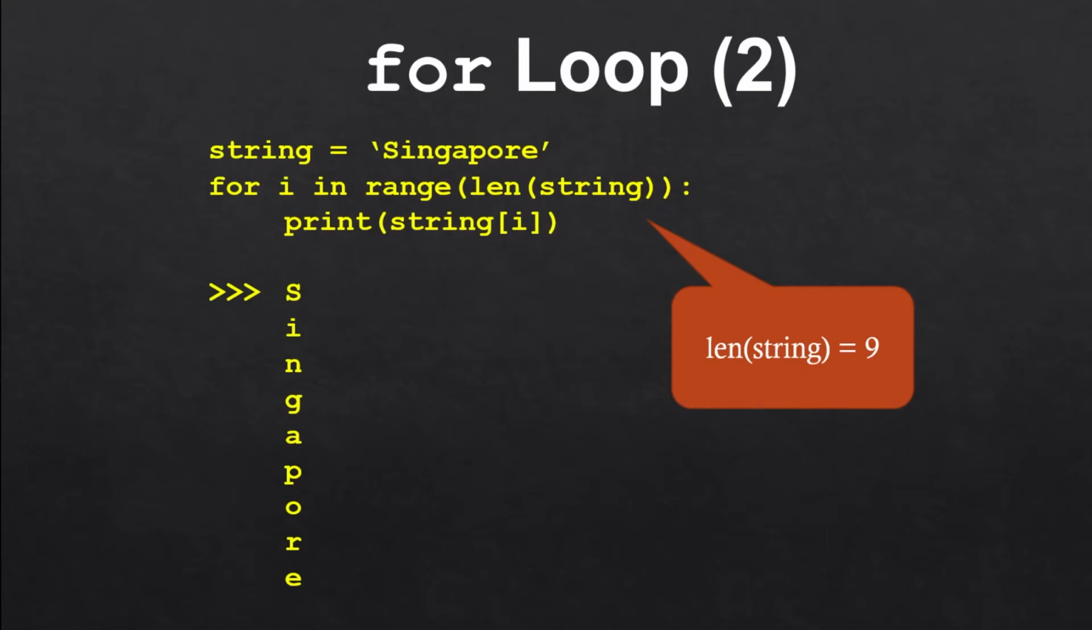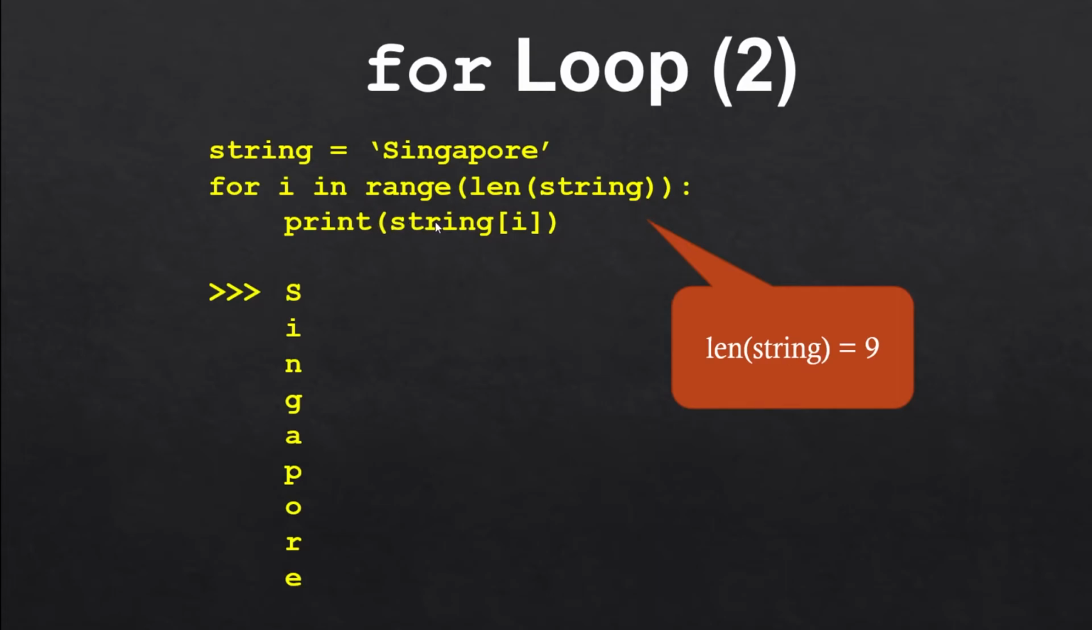Let's look at this now. We have a string: string equals Singapore. For i in range len string. This is another way of defining it. Len string is the length of the string Singapore. This is 9 characters, so this is the same as writing for i in range 9. Range 9 will be from 0 all the way to 8.